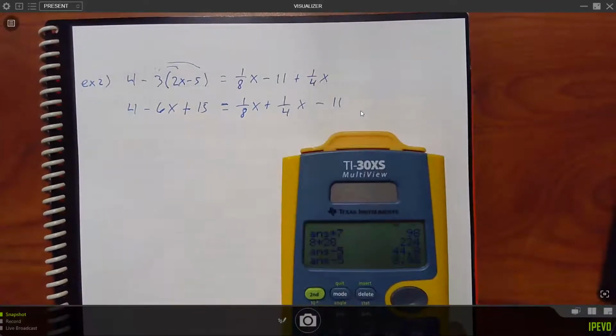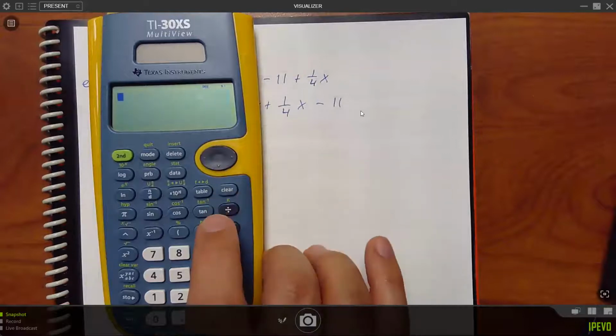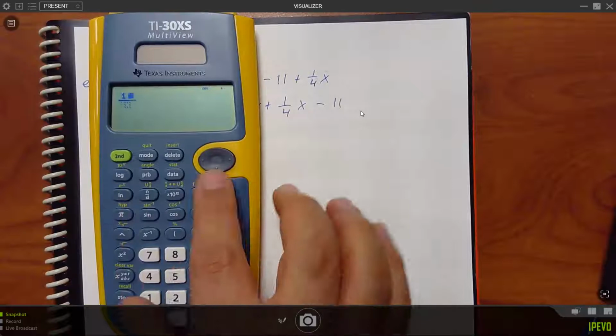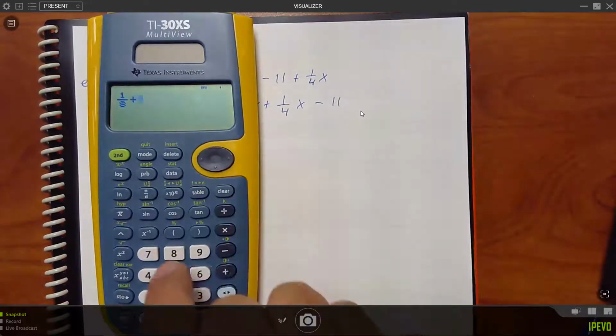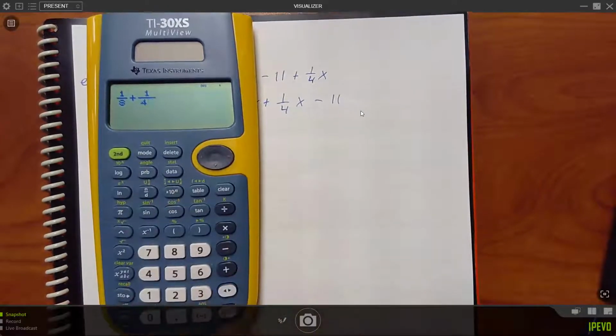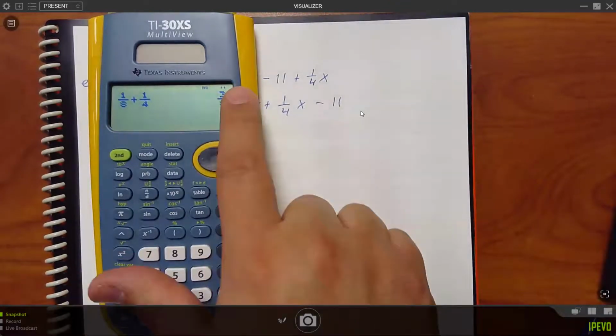We're going to add 1/8 plus 1/4, right? So the commands to use this, there's a fraction button right here. 1/8 plus fraction button 1/4. So if you have it in math print, it'll give you the reduced fraction automatically.